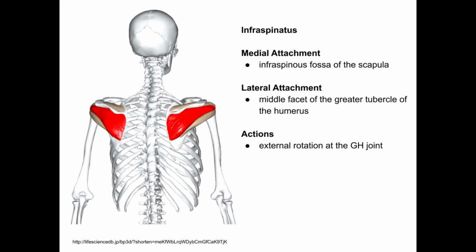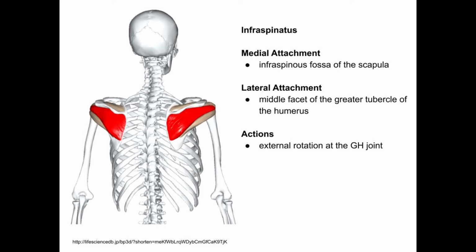Infraspinatus. So as the name implies, it lies underneath or inferior to the spine of the scapula. It has a medial or proximal attachment on the infraspinous fossa of the scapula, which covers most of the posterior surface of the scapula, and a lateral or distal attachment on the middle facet of the greater tubercle of the humerus. And then it only has one primary action, at least from anatomical position, which is what we are focusing on, which is external rotation of the GH joint.